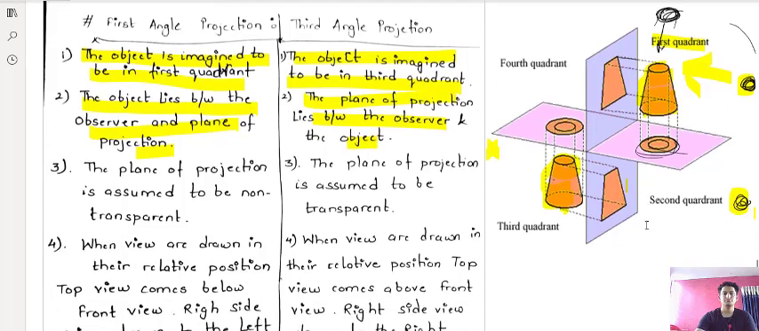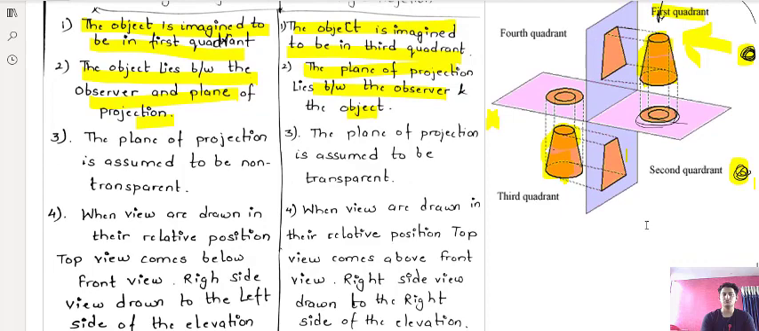Now, the third one says that in first angle projection the plane of projection is assumed to be non-transparent. Why non-transparent? Suppose this was the quadrant and the object is simply visible from here to the observer. So he can simply draw. So the plane of projection should be non-transparent. And in case of third angle projection, the plane of projection is assumed to be transparent. Why transparent? Suppose this was the case. Now when the object was here, the observer cannot see it if the plane is non-transparent, so it should be transparent. The plane of projection should be transparent.